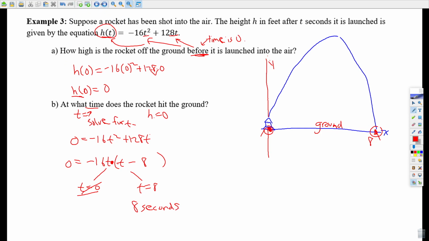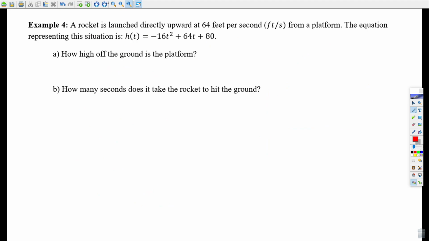All right, we have one more to do. I would really like to wrap this up because I know it's getting kind of long. But it's a very similar concept. And now we have a rocket that is being launched directly upward at 64 feet per second. That's feet per second is the unit here. From a platform, so now it's above ground somewhere. The equation representing the situation is h of t equals negative 16t squared plus 64t plus 80.